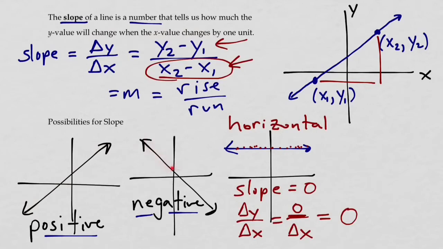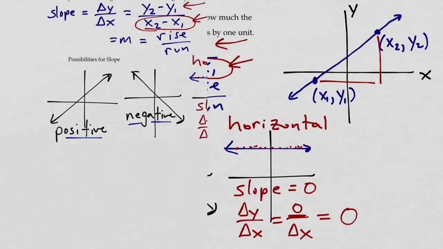And if the line goes down left to right, the opposite happens. If we have a positive calculation for the change in x, we end up with a negative difference between the y-coordinates. So we end up with a negative slope.